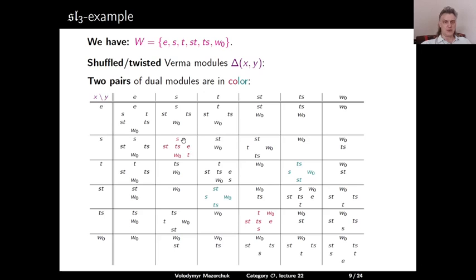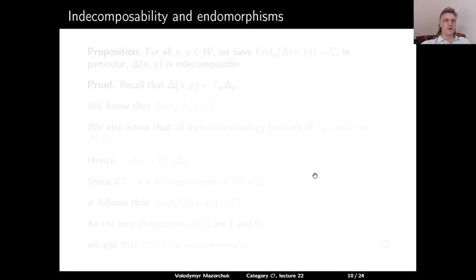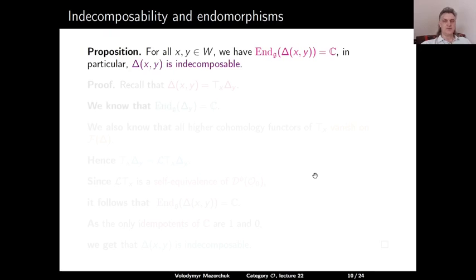So here is a module delta SS, and here is a module delta TSST, so they are dual to each other, as you can see from the picture. And similarly, here we have the module delta STT and the module delta TTS. They're also dual to each other, as you can see from the picture. So our next property for shuffled Verma modules is the following proposition.